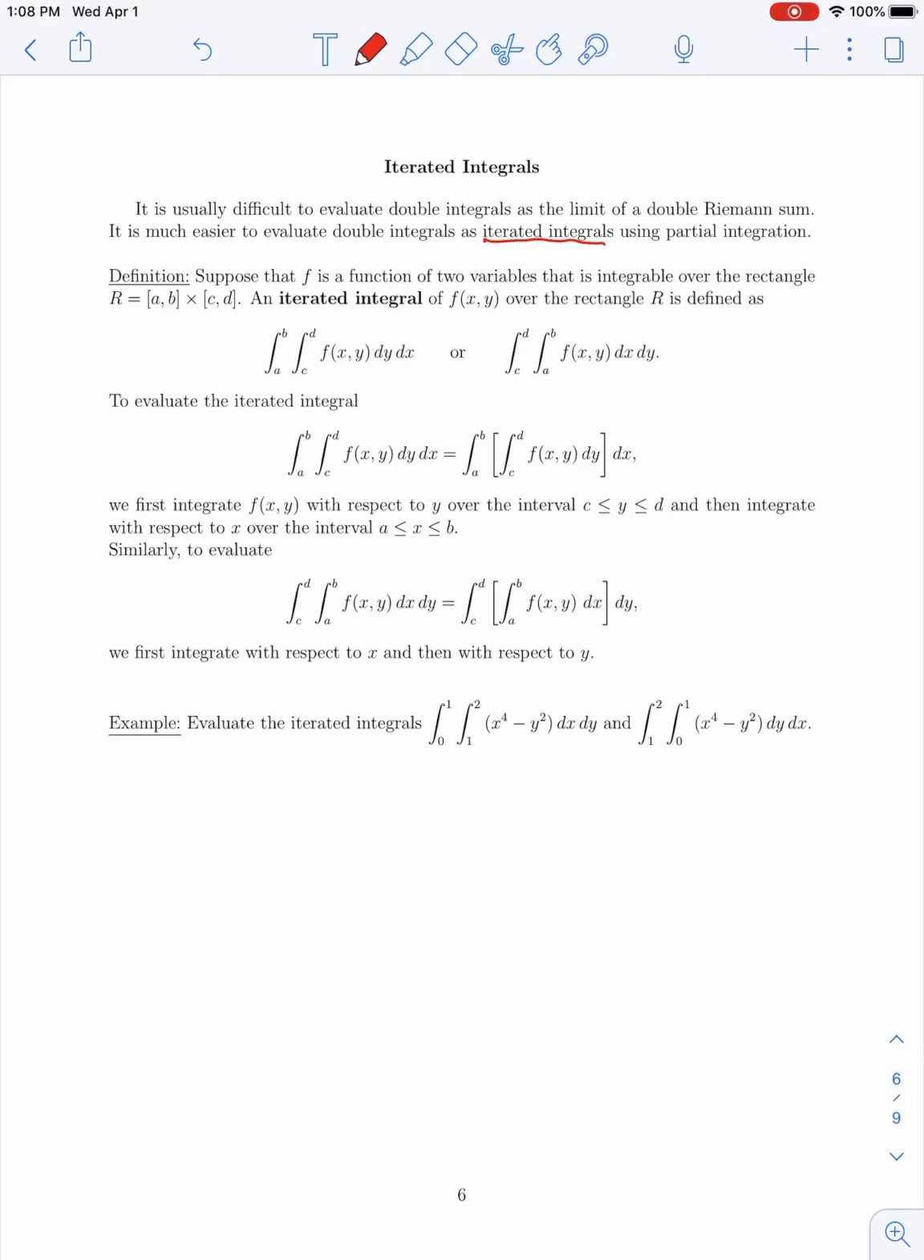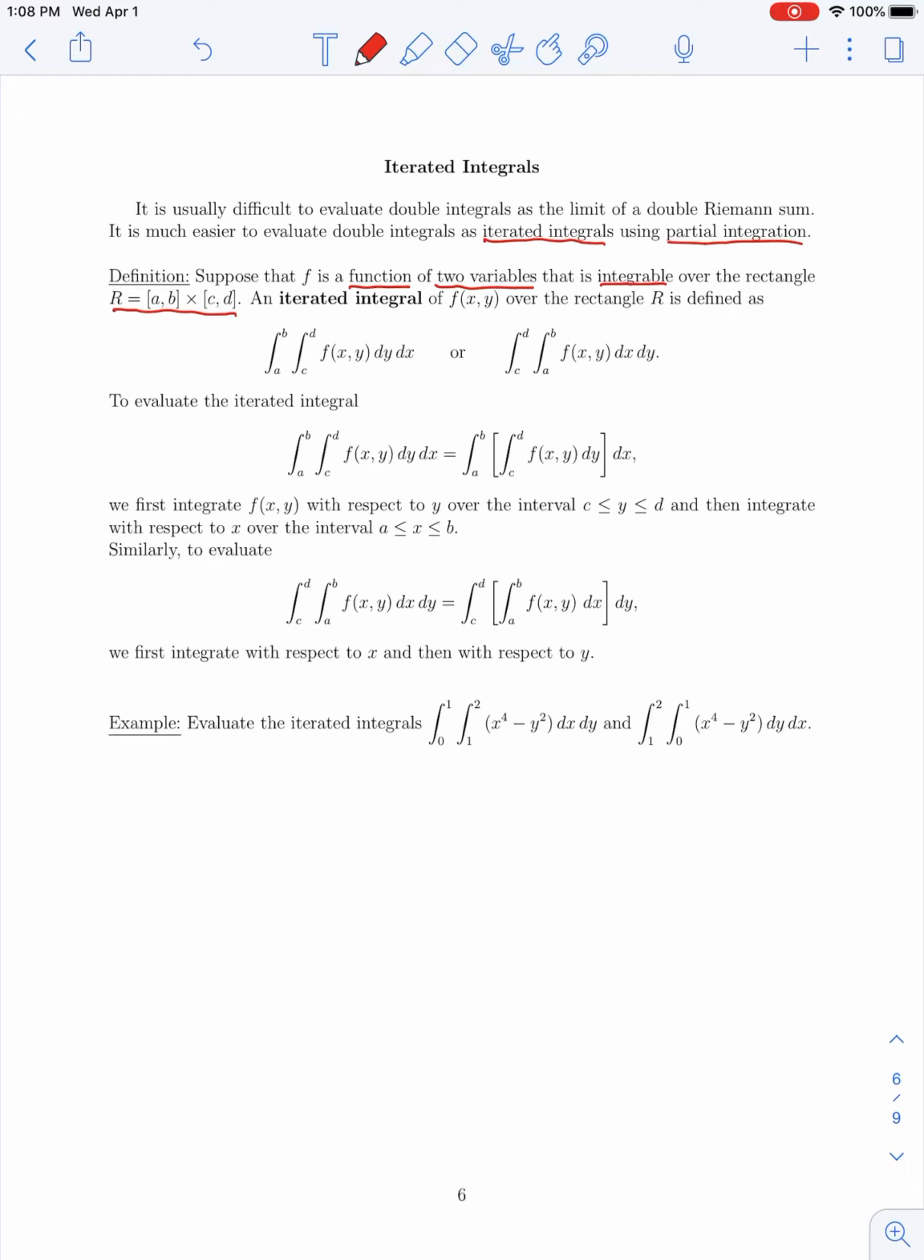a Riemann sum definition. So a much easier way to evaluate these double integrals, which we'll start using from this point forward, is to make use of something called an iterated integral, and these iterated integrals will make use of something called partial integration. So just like we had partial differentiation for functions of multiple variables, we can think about finding antiderivatives or integrals of these functions of more than one variable. So let's start by defining an iterated integral.